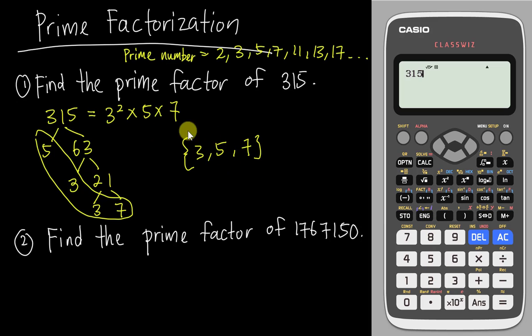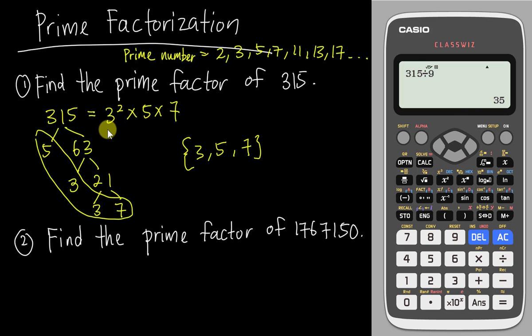Okay, just in case some students have no idea what the prime factor means, 315 can be divided by any of these numbers. I can divide by 7 and I still get a whole number, or I can divide it by 5. Because you see 3 square, right? Some students might wonder what 3 square is. That means this number can be divided by 9.